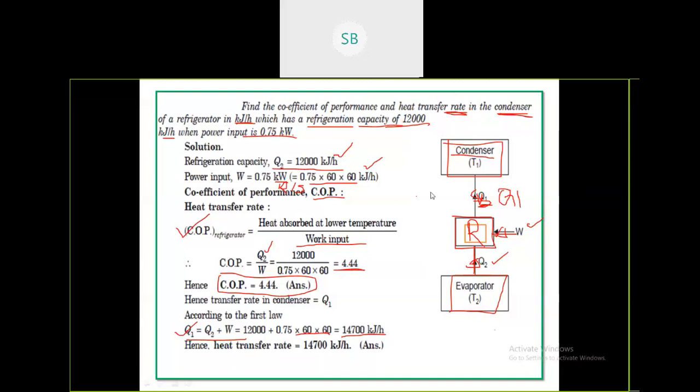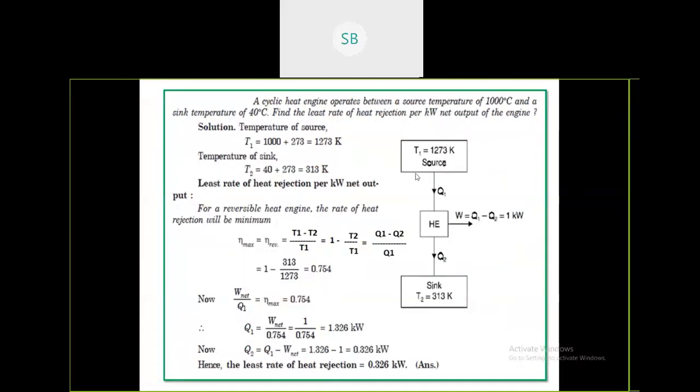Did you have any doubts for this example? Yes, no, type yes, no in the chat box, so we can move to the next example. Okay, so this is the next one. The third example.